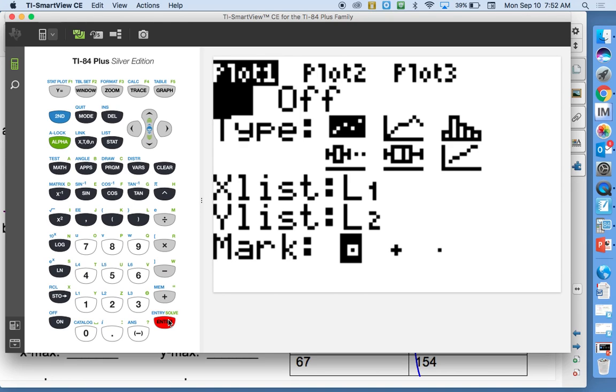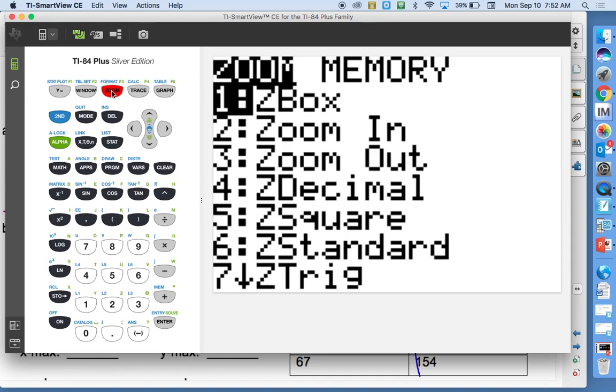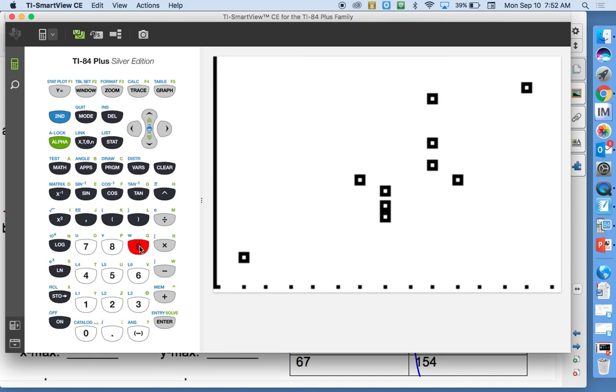So up here is zoom, and then it's number 9. You just hit the 9 and then it graphs a scatter plot for you. Does anybody not have a scatter plot?